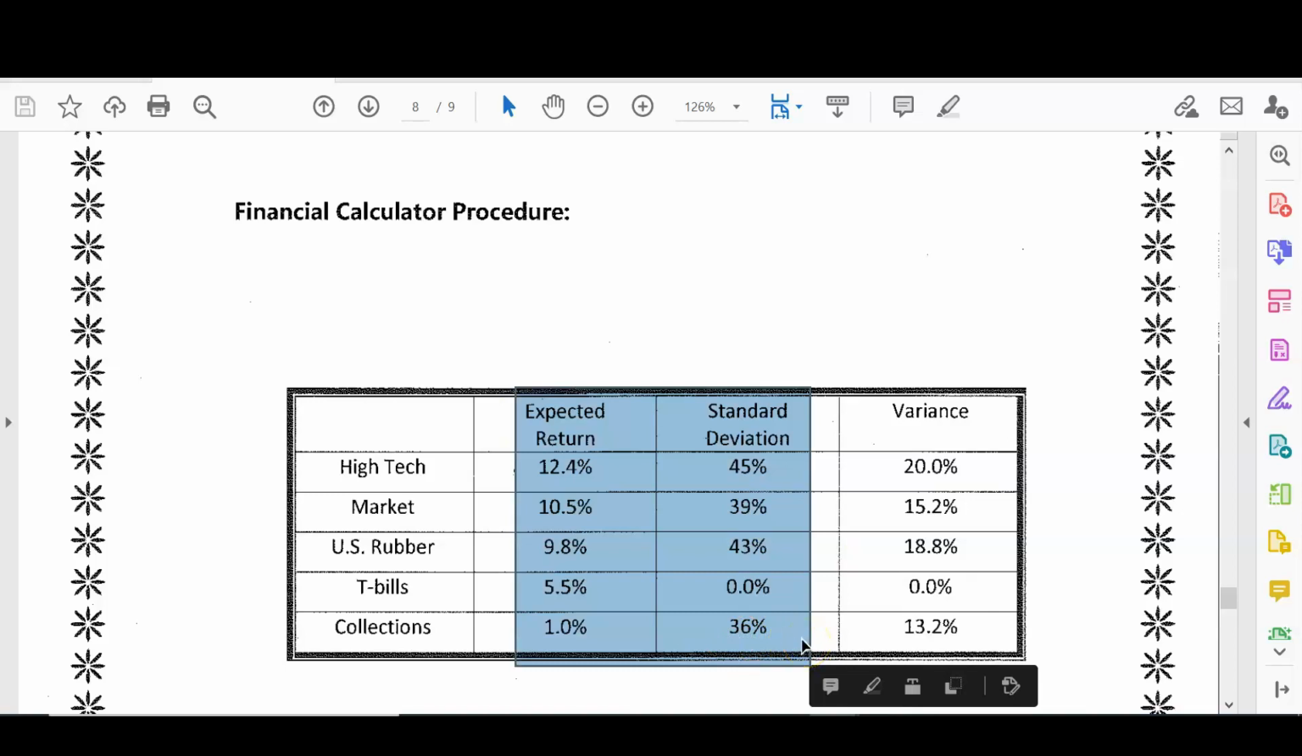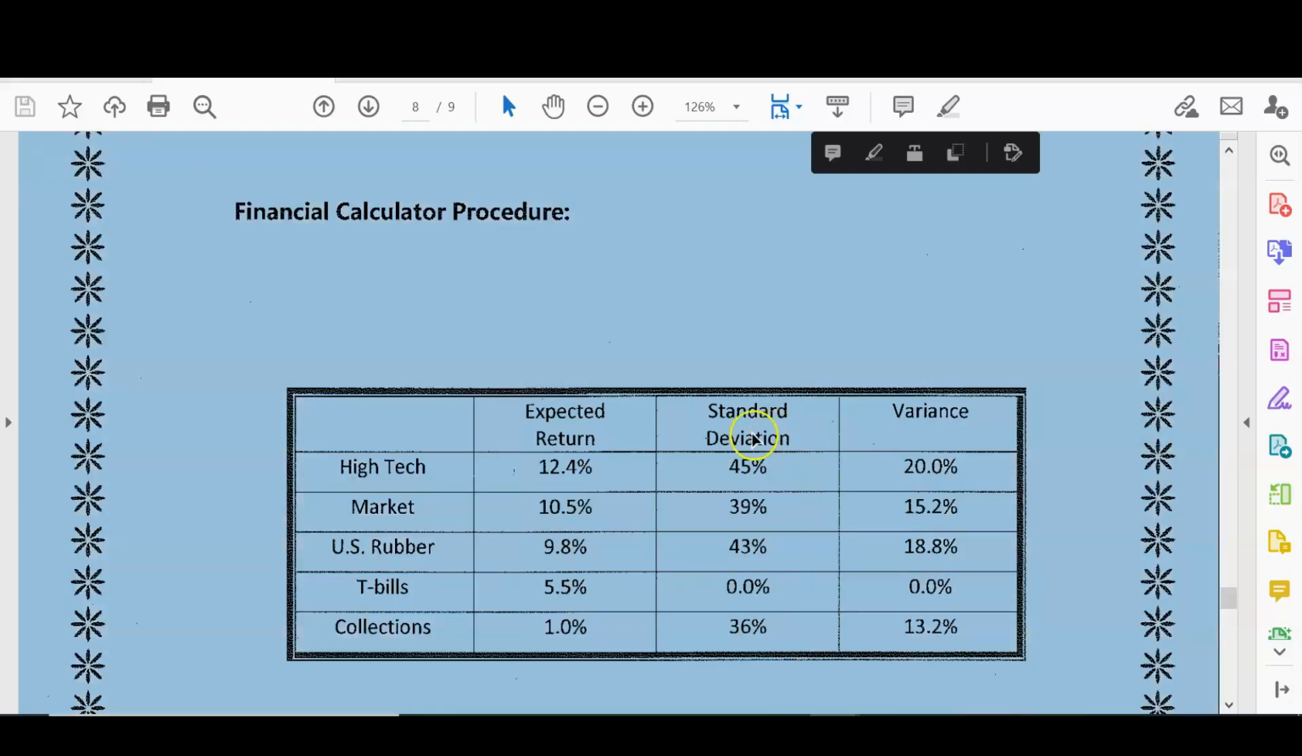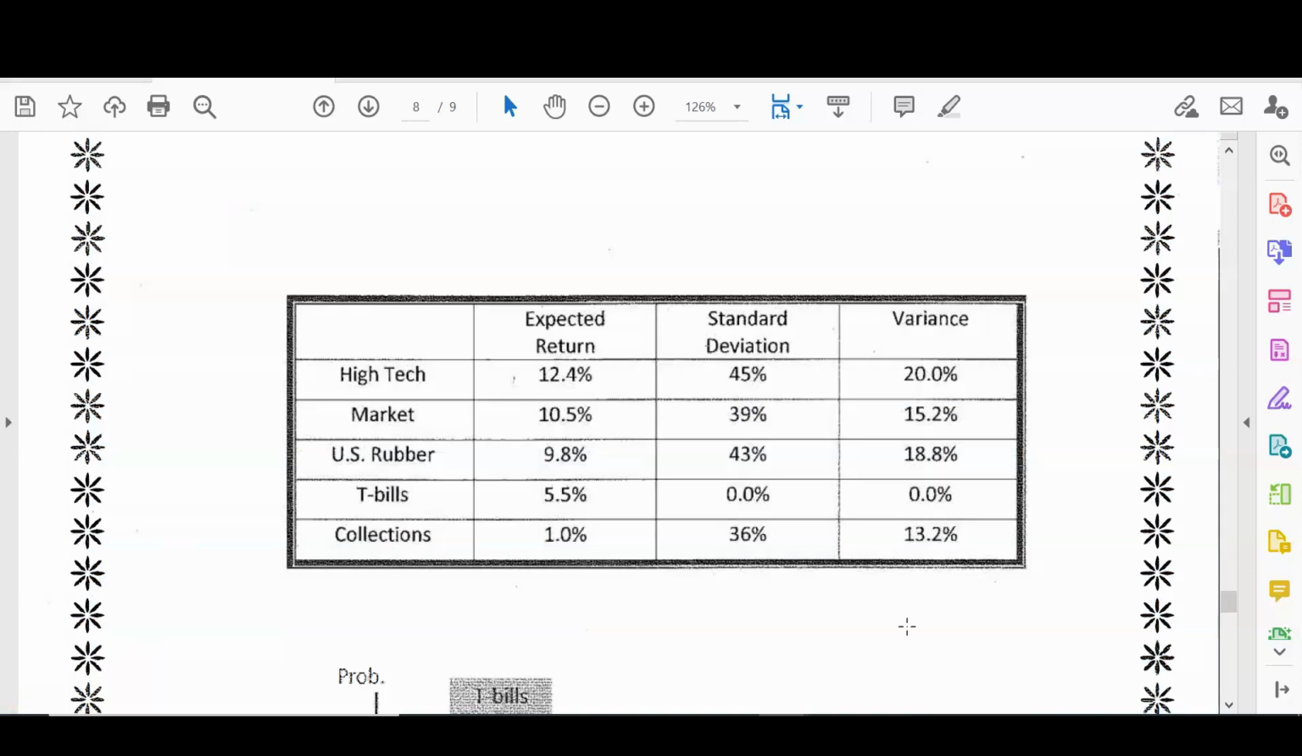It's just that there's a typo here. This column, where the number is bigger, should be variance. And this column, where the number is smaller, should be standard deviation. I just made edits to the file. I hope you can understand that this column is changed to variance and this column is changed to standard deviation.